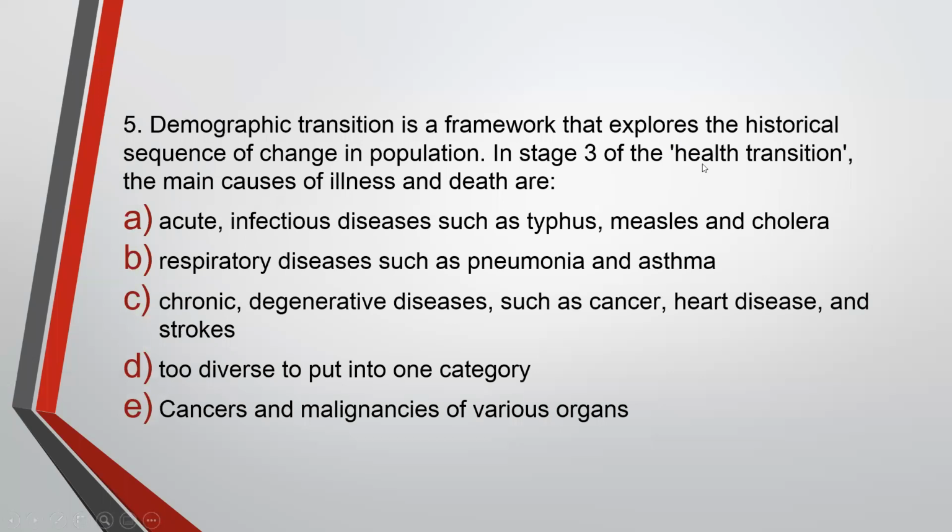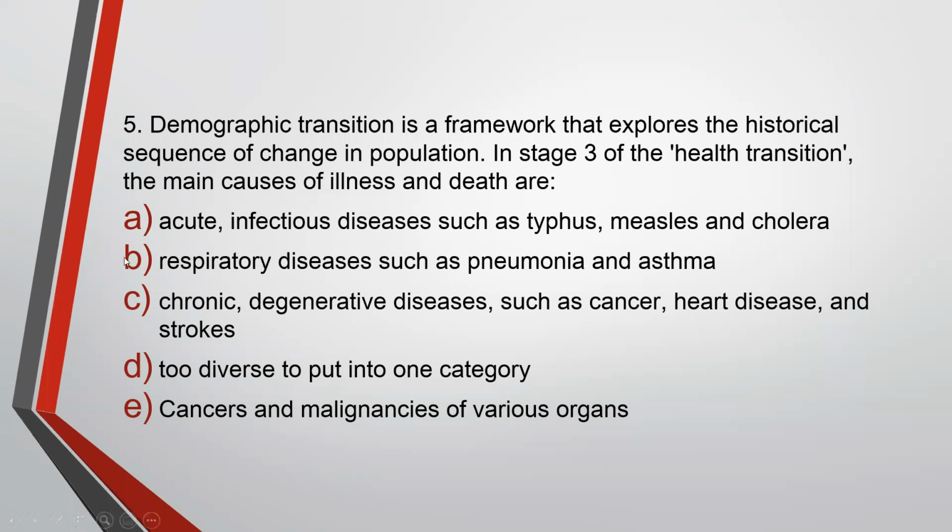In stage 3 of health transition, the main cause of illness would be either acute infections, respiratory diseases, chronic degenerative diseases, or cancers and malignancies, or too diverse to put in a category. Health transition from stage 3 to the next stages: what was the main transition of the diseases, from which phase to which phase? Either it was acute infectious diseases that were the main reason, the respiratory diseases, or the trend towards the chronic diseases, or only the cancers, malignancies, or too diverse to put in the category?